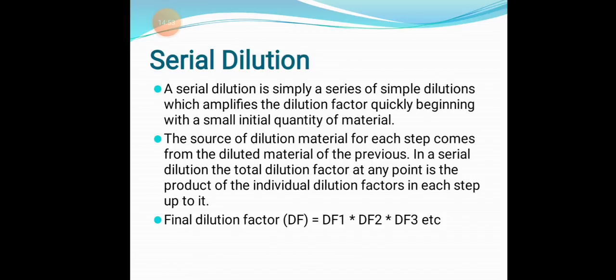Serial dilution. A serial dilution is simply a series of simple dilutions which amplifies the dilution factor quickly, beginning with a small initial quantity of material. The source of dilution material for each step comes from the diluted material of the previous step. In a serial dilution, the total dilution factor at any point is the product of the individual dilution factors in each step up to it. Final dilution factor DF = DF1 × DF2 × DF3 etc.